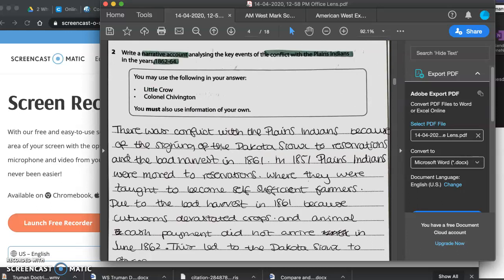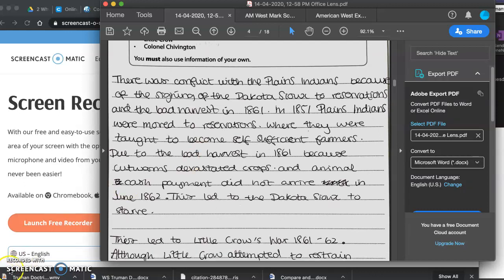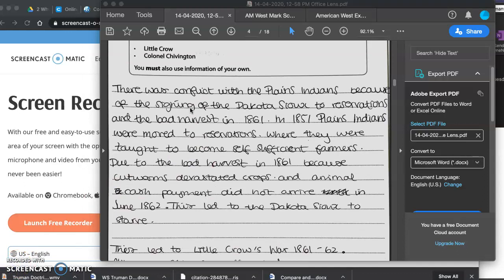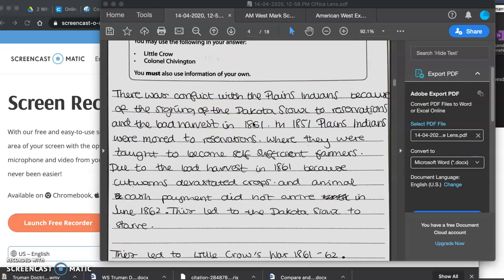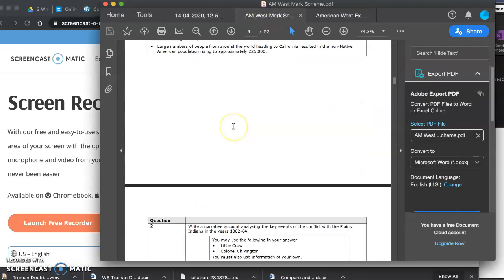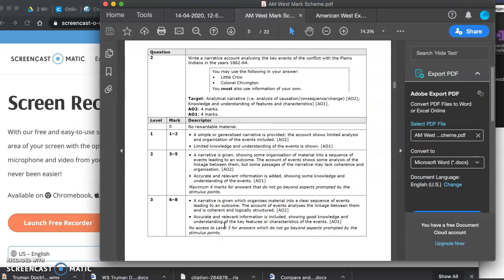Right, narrative account explaining the key events, conflict with Plains Indians. So it was conflict with Plains Indians. Okay, so just the moving of the Dakota Sioux reservations and poor harvest of 1861. Yeah, so for the narrative style questions, what we're looking for here is a clear sequence of events, links between issues, events, and some logical, clear structure. And of course, lots of accurate own knowledge. That's AO1 there. So AO2 is for the sequencing of the events, looking at cause, consequence, or change.